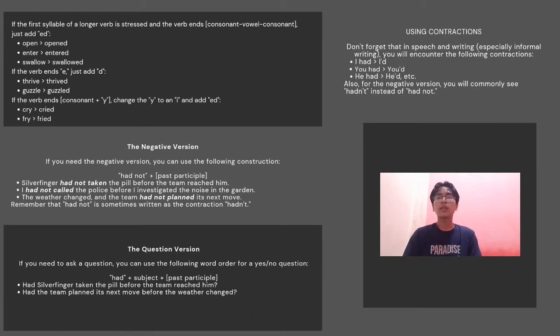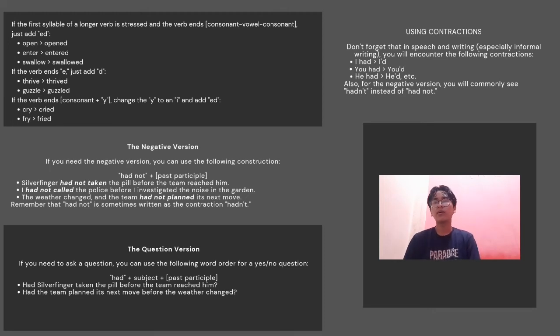After discussing the forms of the past perfect tense, there are a few more things that I will convey, namely the negative version and the question version. First, let's talk about the negative version of the past perfect tense. If you need the negative version, you can use the following construction above. That is, had not plus past participle, and you can see the example in my presentation above. But remember that had not is sometimes written as the contraction hadn't.